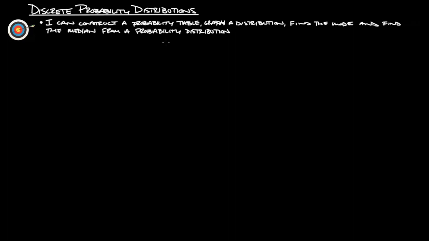At the end of this, you should be able to say, I can construct a probability table, graph a distribution, find the mode, and find the median from a probability distribution.